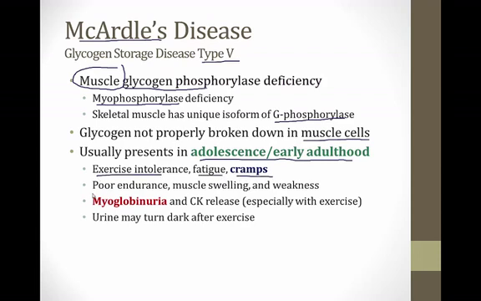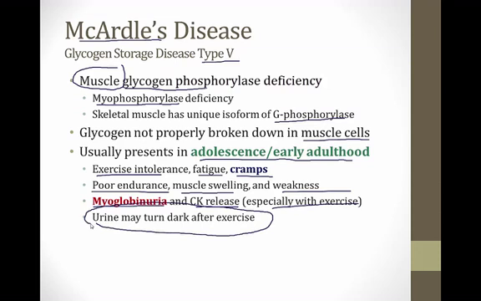People with McArdle's disease have poor exercise endurance. Their muscles can swell and be weak. Sometimes these patients develop muscle damage with exercise, and as a result, they can get myoglobin in the urine and creatine kinase release, especially with exercise. And one thing that you may see, especially in a board question, is a patient whose urine turns dark after exercise. That should make you think of muscle damage, and this is one of the reasons that people can have muscle damage with exercise. And that concludes our module on glycogen.